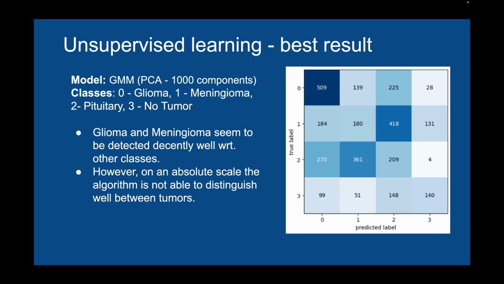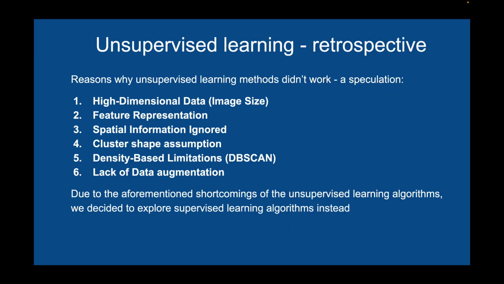We see that a couple of tumors are classified pretty well. However, on an absolute scale, the algorithm is not able to distinguish well between tumors. So, issues with the unsupervised learning algorithms. One thing, these algorithms don't deal well with high dimensional data due to the curse of dimensionality.